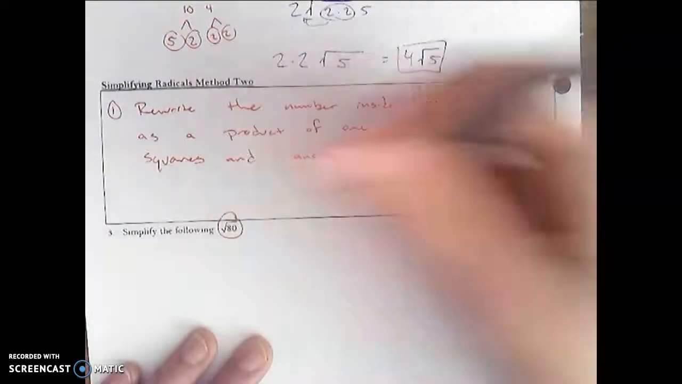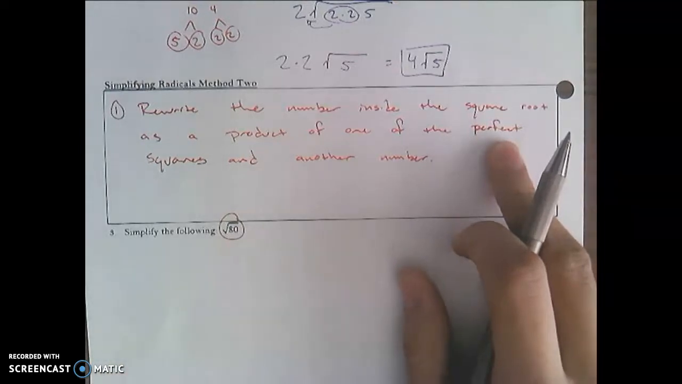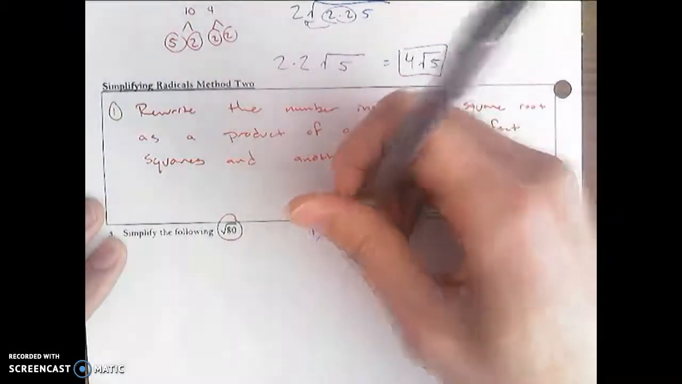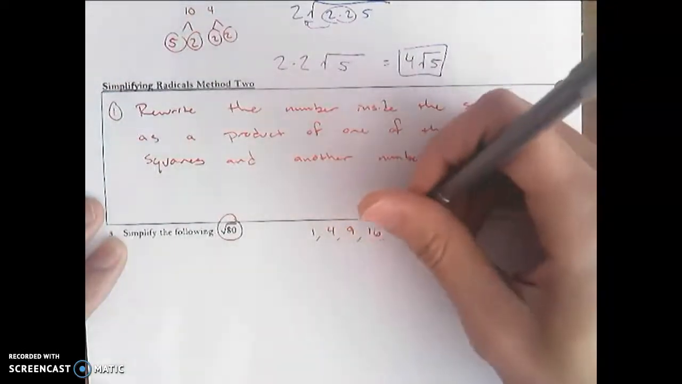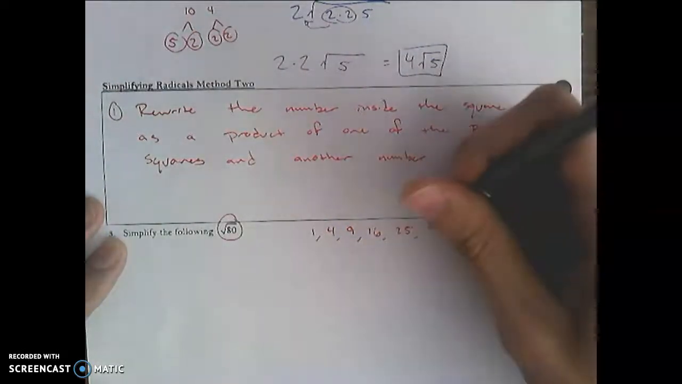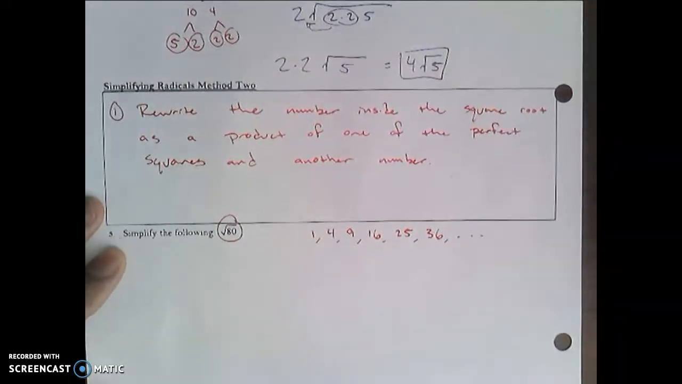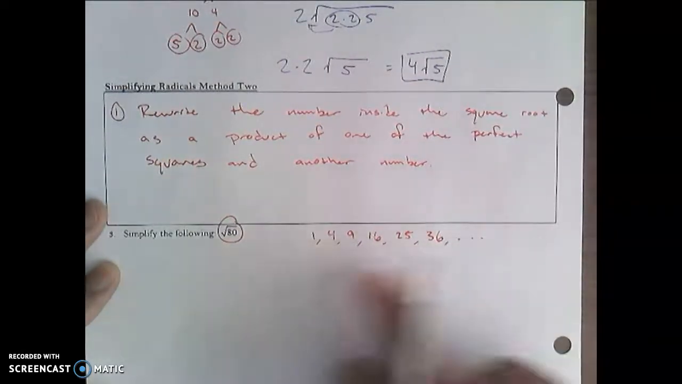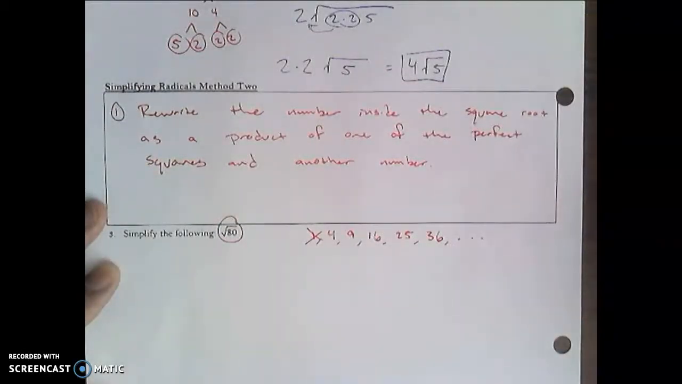All right, so let's look at this example again. We have the square root of 80. We need perfect squares, so let's write out some of our perfect squares. We've got 1 times 1 is 1, 2 times 2 is 4, 3 times 3 is 9, 4 times 4 is 16, 5 times 5 is 25, 6 times 6 is 36, and so on. We can continue on and on and on. So we want to rewrite 80 as a product of one of these and another number. Well, you're never going to use 1 because 1 always goes into any number. Any number times 1 is itself.